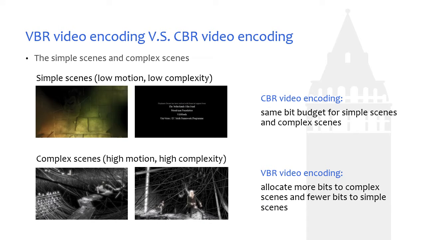As we all know, a video can be compressed using two main encoding schemes, constant bitrate, namely CBR, and variable bitrate, namely VBR encoding. Under CBR encoding, the simple scenes and complex scenes are encoded with the same bit budget. In contrast, VBR encoding allocates more bits to complex scenes and fewer bits to simple scenes, to guarantee consistent video quality across different scenes. VBR encoding yields higher video quality than CBR under the same average bitrate, or the same video quality but with much less average bitrate than that of CBR.